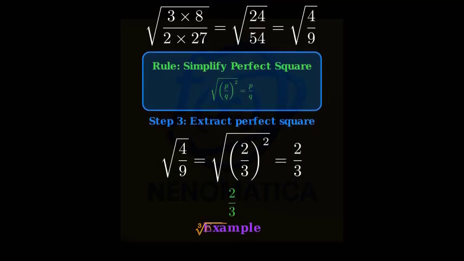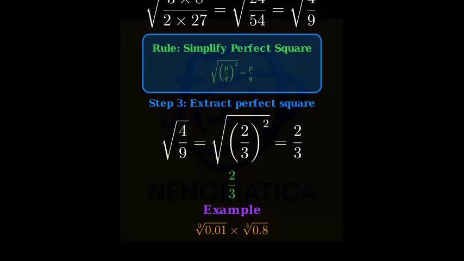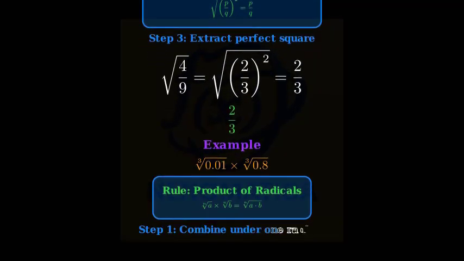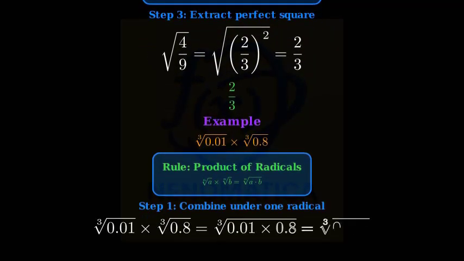Here we need to multiply the cube root of 0.01 by the cube root of 0.8. Similar to our first example, we'll start by applying the product rule for cube roots. The product rule states that the cube root of a times the cube root of b equals the cube root of a times b. This is true for any nth root, not just square roots.